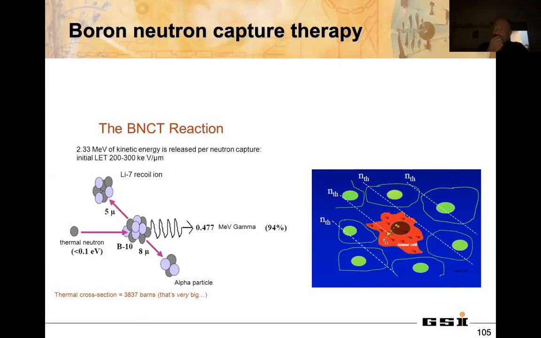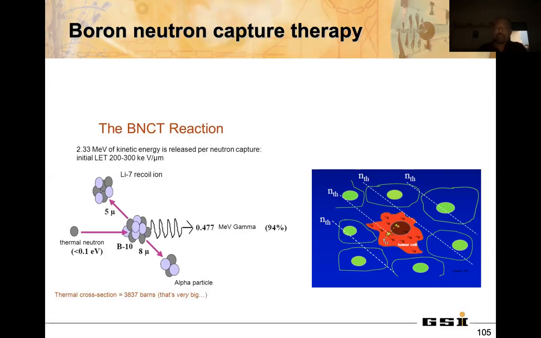On the other hand, with neutrons, but this time not using fast neutrons, but using thermal neutrons or epithermal neutrons, a technique which is increasing is the boron neutron capture therapy.